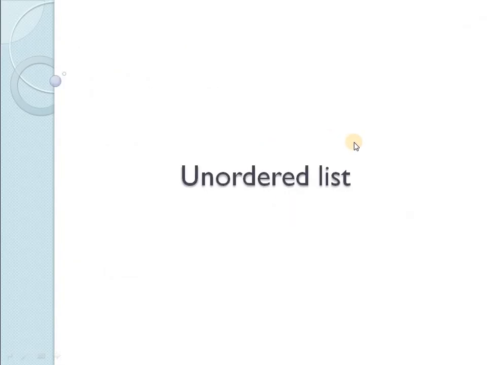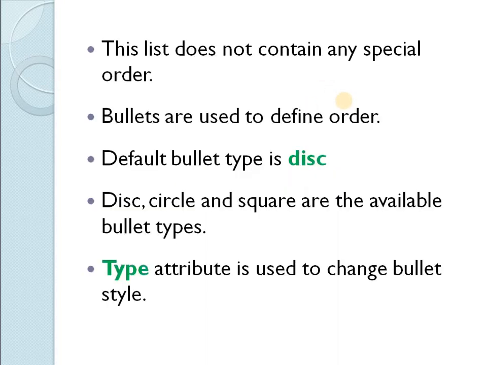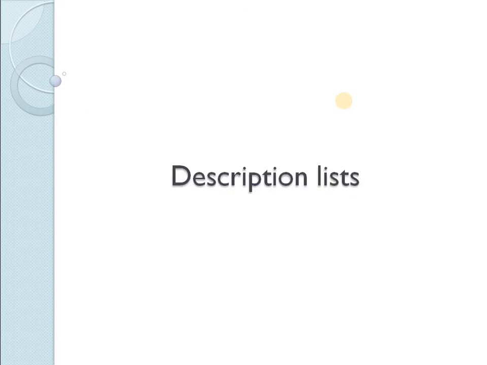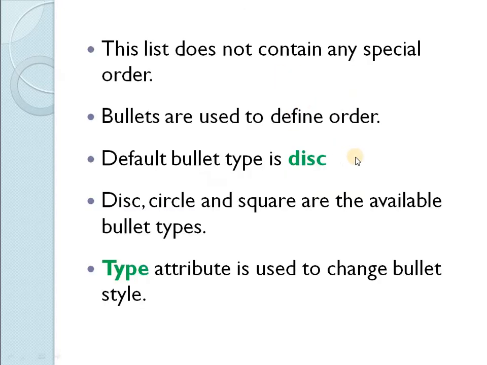Unordered list. This list doesn't contain any special order. Bullets are used to define the items, and the default bullet type is disk. We have disk, circle and square. These are three different bullet types which we can use, and the type attribute is also used here to change the bullet style. This we will discuss in the next class. So just see the example of this unordered listing.